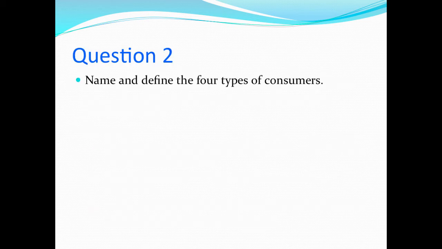Okay, question 2. Again, I want you to write this down in the left-hand column. Name and define the 4 types of consumers. So now we know that a consumer is an animal that has to obtain its energy by eating something else, whether another consumer or a producer. So thinking of that animals eat different things, I want you to go ahead and try and list the 4 different types of consumers. So go ahead and pause and do that now.